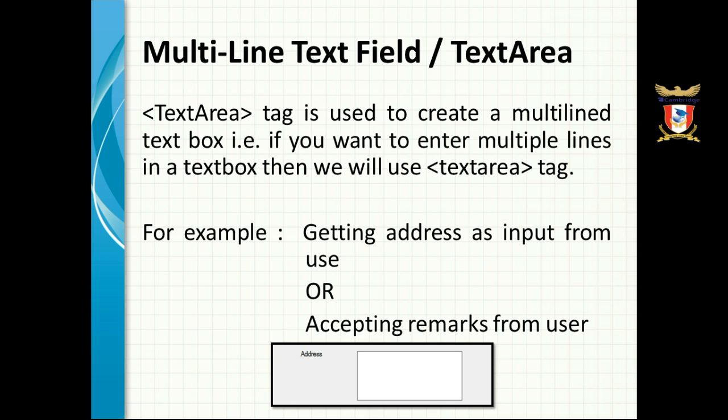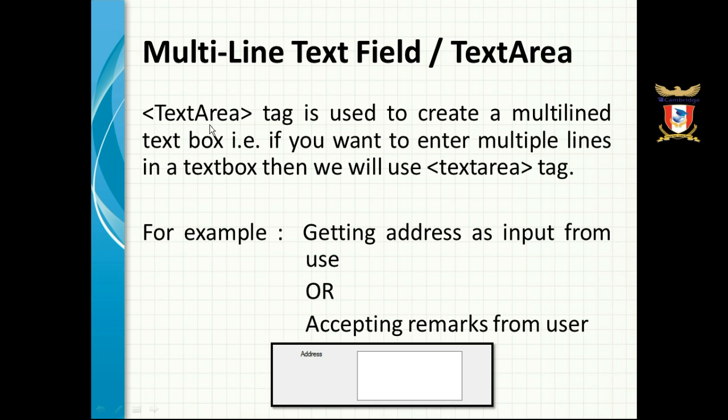First we will discuss how to create text area. Text area means a multi-line text field. That means if you want to create a text box where you want to enter multiple lines, like you want to give address or you want to accept remarks from user, then you have to use text area instead of using text box. Text box was a single line text box where you will enter only one line at a time. But in case of text area, we can enter multiple lines at the same time.